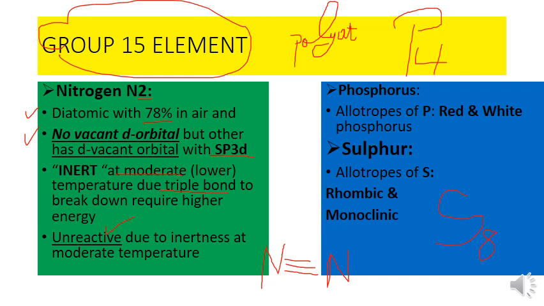In nature, but the other is diatomic. Those are the allotropes of phosphorus, the white and the red phosphorus. Also the allotropes of sulfur are the rhombic and the monoclinic. Those are some points you have to know in this group. Let us continue.